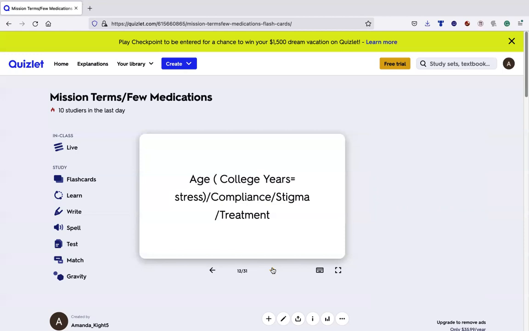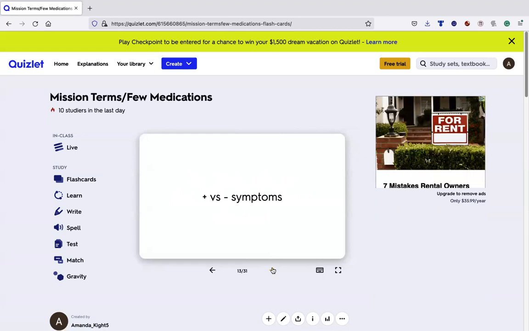Stigma, you guys know about, and then treatment we've talked about. So positive versus negative symptoms. This was on the quiz. Just a reminder, I just said it, but I'm going to say it again. The positive symptoms add to, so that's going to be hallucinations, delusions, and illusions. Negative symptoms take away. So that's more lack of motivation, feeling tired, hopeless, worthless. It's being sad, basically, right? So it's taking away from your personality. So that's very important to be able to distinguish.